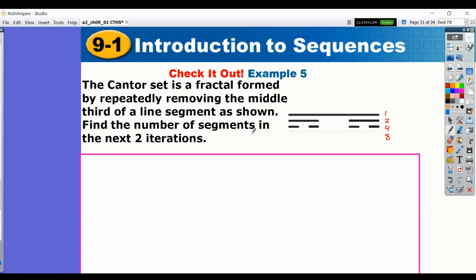So how many are in the next 2 iterations? Well, we just did that one. So basically, it's doubling every time. So a sub 3 is 4, and a sub 4 is 8, and 5 is 16. 1, 2, 3, 4, 5.